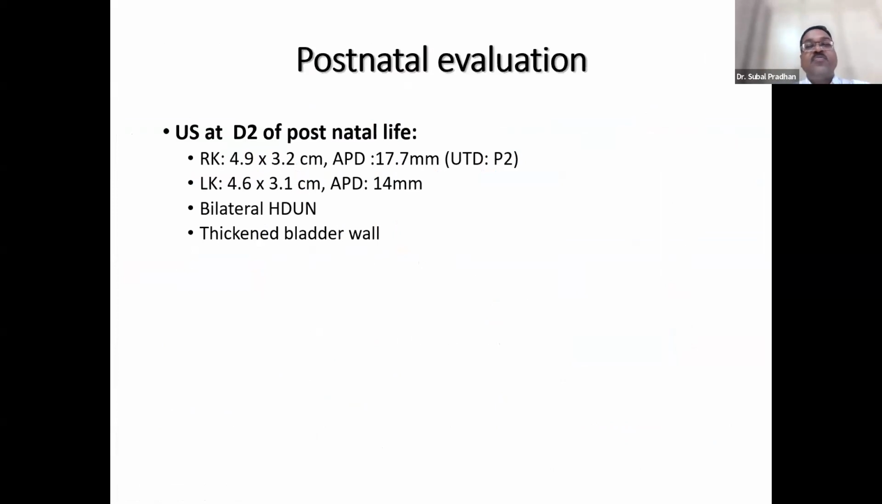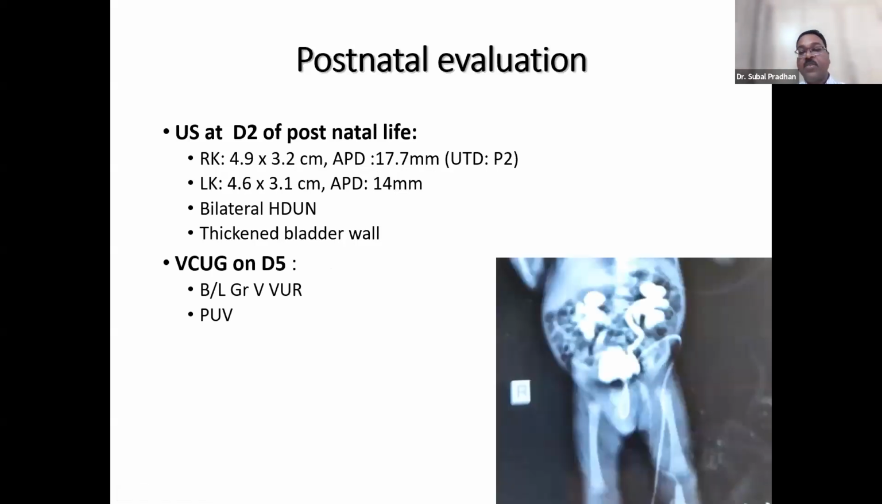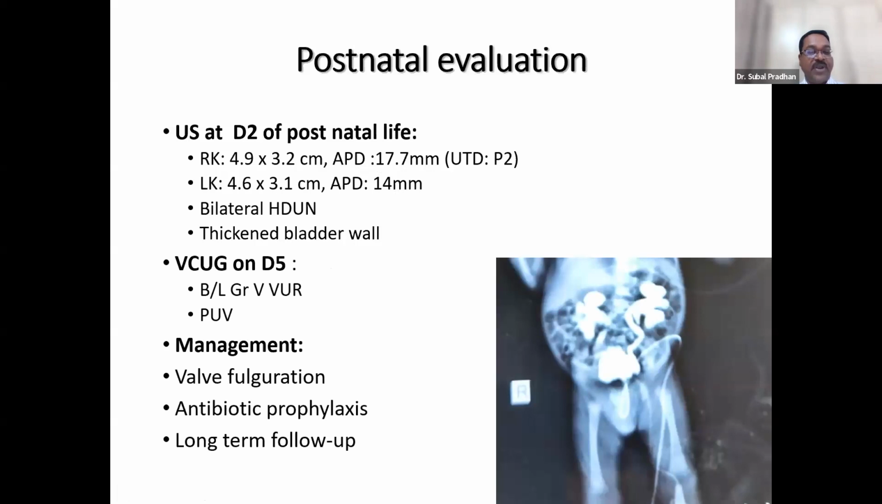So again, coming back to our case scenario. We did ultrasonography because we had bilateral severe hydronephrosis, and that is consistent with bilateral severe hydronephrosis with APD 17.7 millimeter in the right kidney and 14 millimeter in the left kidney, with bilateral hydroureteronephrosis and thickening of the bladder wall. So straight away we went for the MCUG, and that shows bilateral grade 5 VUR with posterior urethral valves. You can see in the image. So this child was subjected to surgery with valve fulgurations and put on antibiotic prophylaxis, and this child needs long-term follow-up to monitor the renal functions because they are at risk of chronic kidney disease, hypertension, and proteinuria.